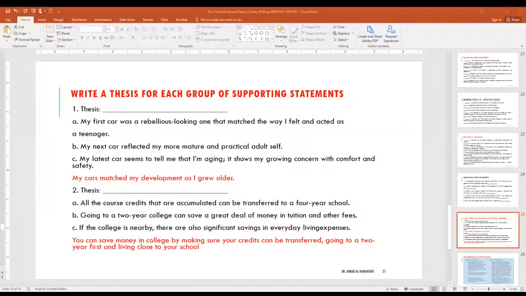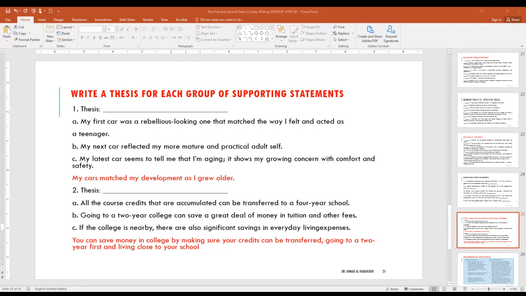I have had 3 cars throughout my lifetime that reflect me. My first car, my second car, my last car. This one should be rewritten. I have had 3 cars through my lifetime. Not reflect me, reflect my age. Let's say my first, my second, my third car. Okay. I have had 3 cars through my lifetime that reflected my age development. Yeah. Excellent.